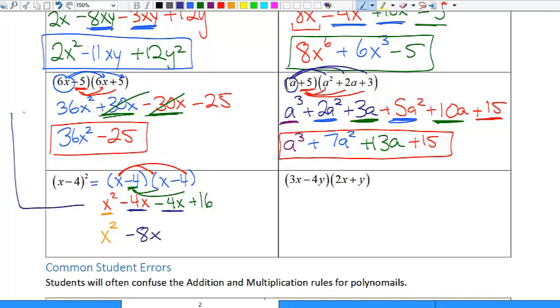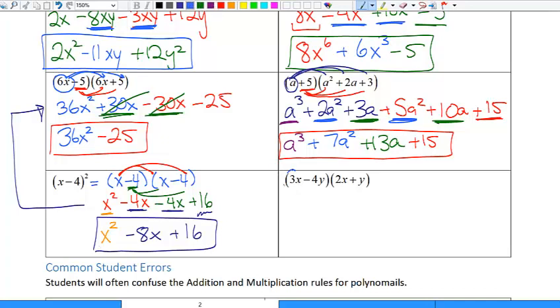Notice the difference between this and the one above it. The one above it we had positive 30x, minus 30x, and because they're opposite signs, they did add to 0. But because negative 4x and negative 4x are the same signs, they add up and keep their sign negative. So we have negative 8x. And then 16 doesn't have any like terms, so that comes down as well.